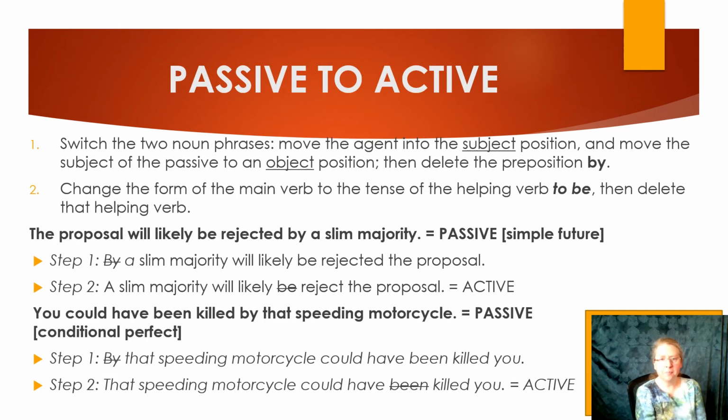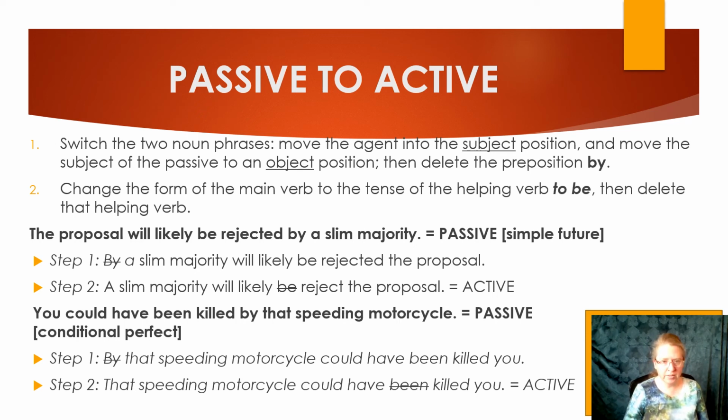Okay, so what if you have a passive sentence and you want to change it back to the active voice? Maybe you've written a text and you figure out you've used the passive too much, so you want to change some of them back to the active voice. Well, there are two steps. You switch the two noun phrases: you take the agent and move it back into the subject position, and the subject of the passive gets moved into the object position. You take out the preposition "by" that was inserted. And then you change the form of the main verb to the same tense as the helping verb to be, and then delete that helping verb to be.